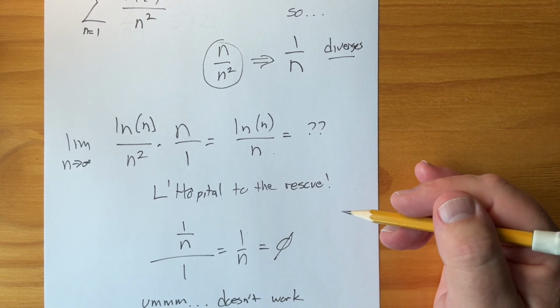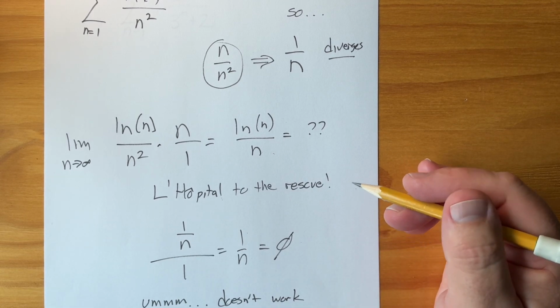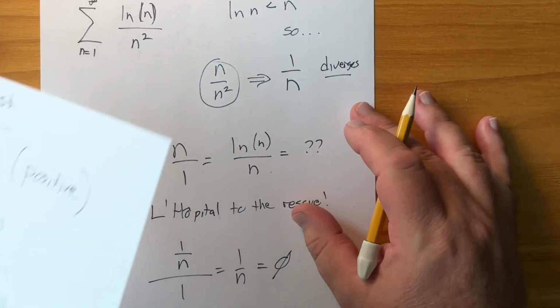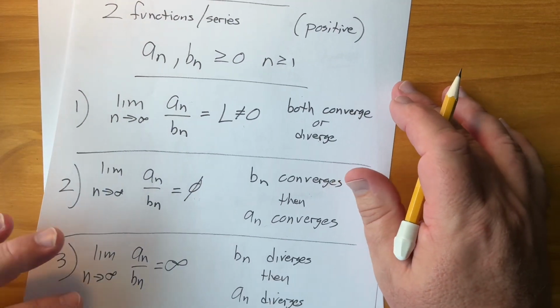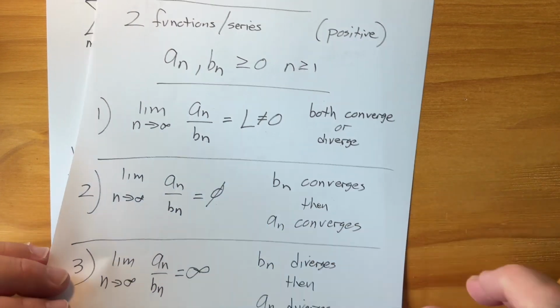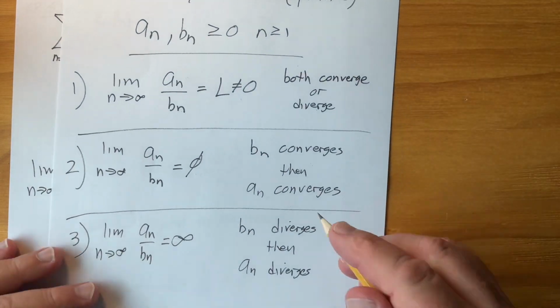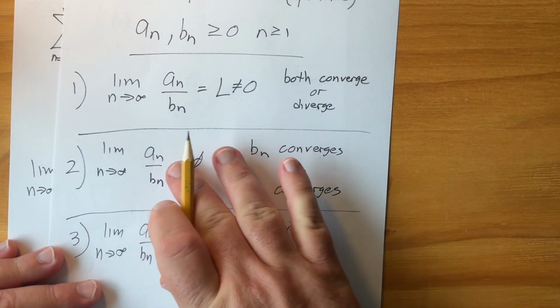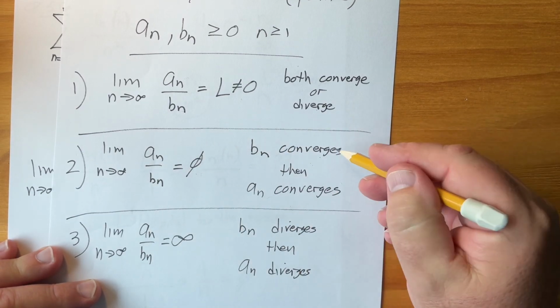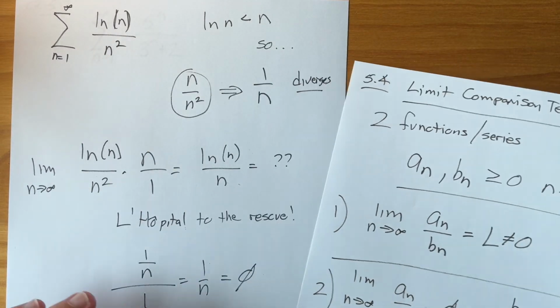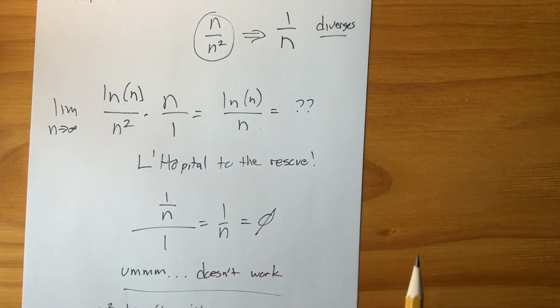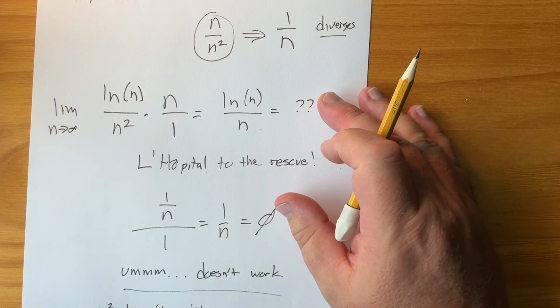What does that mean? Let's go back to our list here so we can see. So we got a 0 answer, which is case 2. And we said that 1 over n diverges. The b sub n doesn't work. This one doesn't work. So then, and I'm not going to do this, you can do this. That'd be good practice for you.